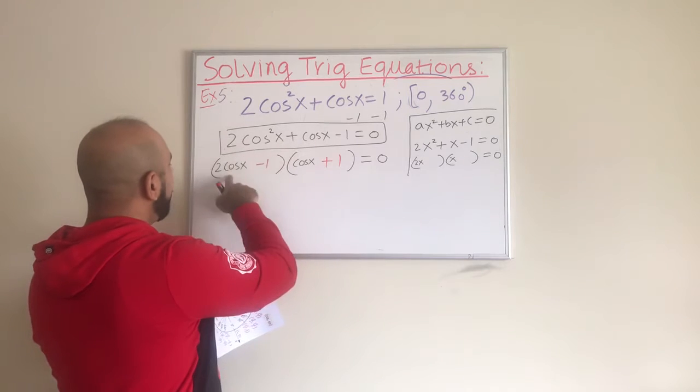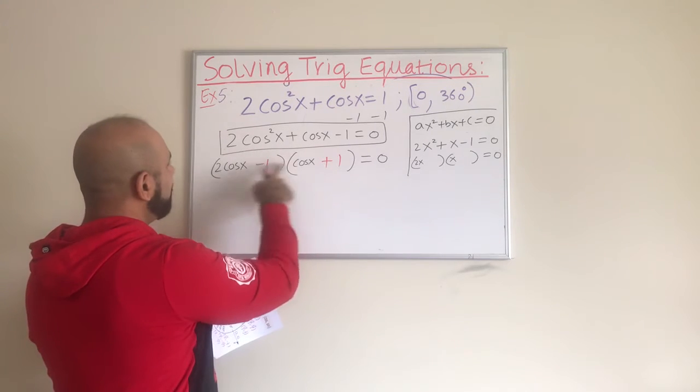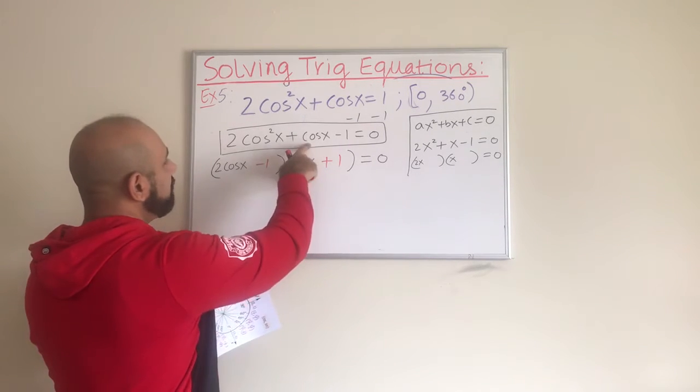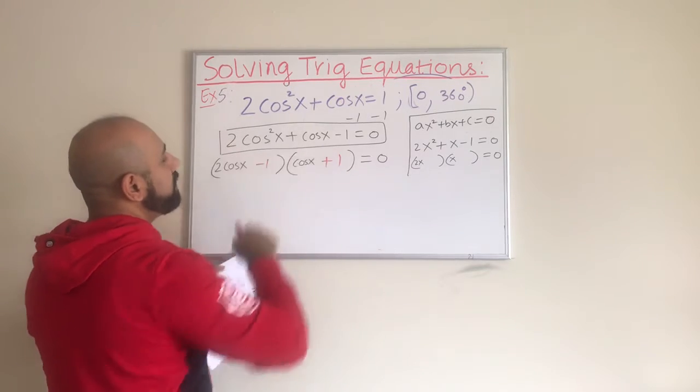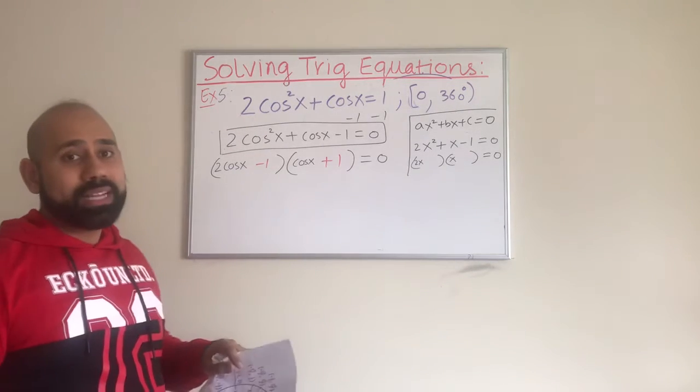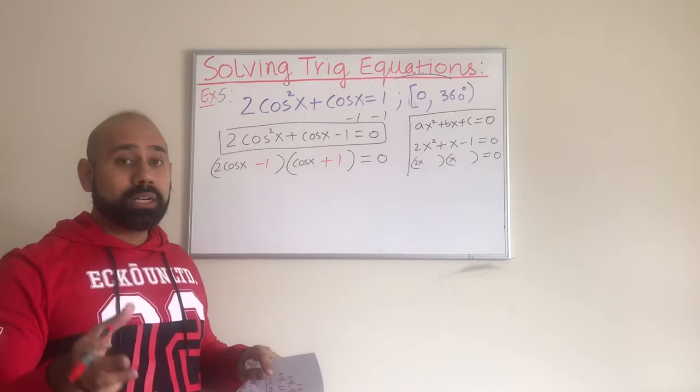And if I distribute, I get this times this gives me this, and this times this is 2 cosine x, minus cosine x gives me the middle term, -1 plus 1 gives me -1. So I just verified that these are the right two linear factors.